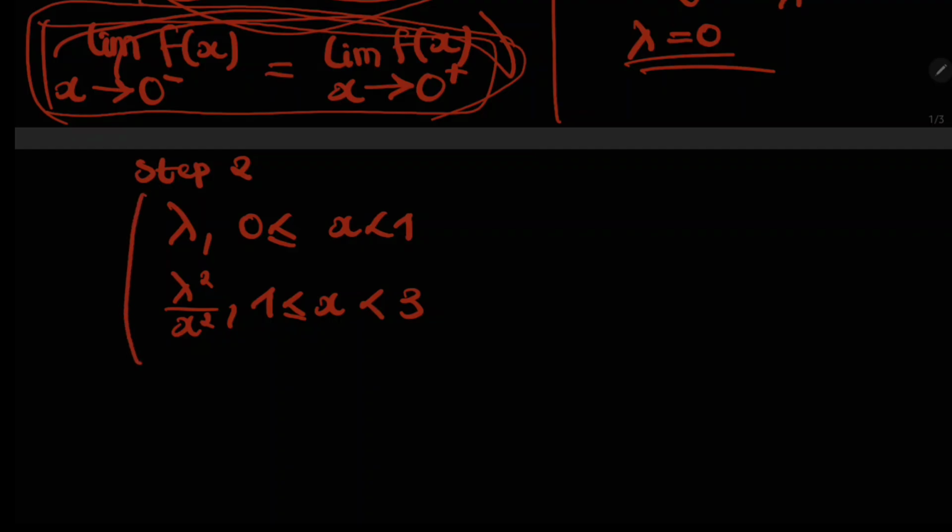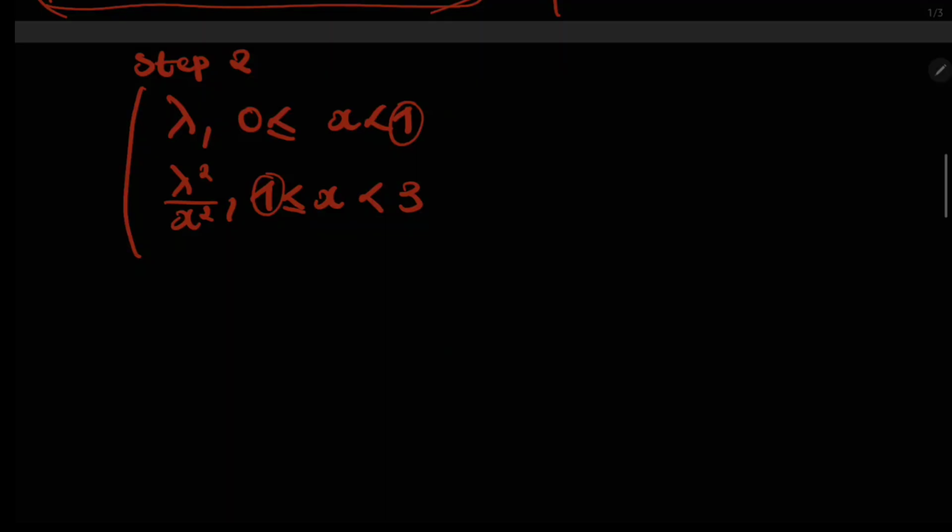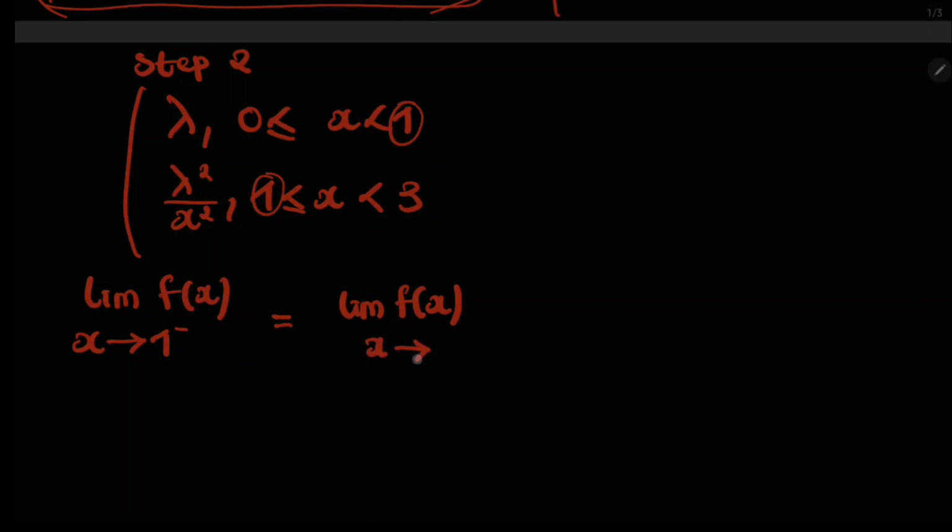Here again, we can see our point of continuity. Here x is below 1 and here x goes above 1. So 1 is our point of continuity. So from our formula again, we have the limit of f of x as x goes below 1 is equal to the limit of f of x as x goes above 1.